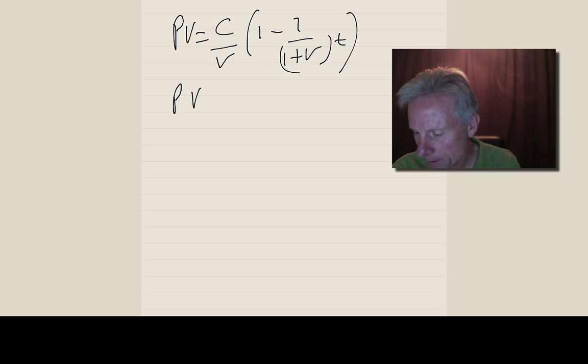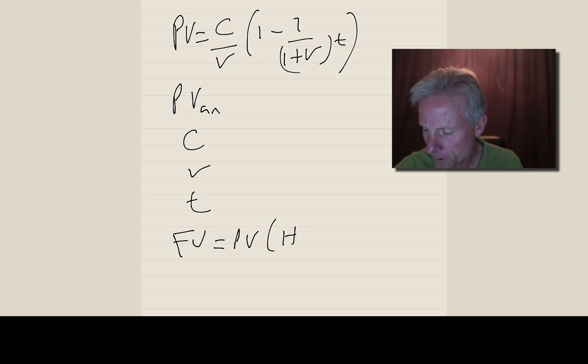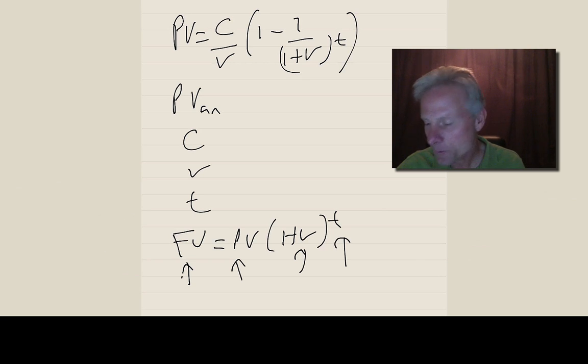Well, we've got the present value of the annuity, we've got C, we've got R, and we've got T, right? Now, if you recall, the single cash flow formula was future value equals present value times 1 plus R to the T. We had 4 variables there, and I said somebody should be able to give you any 3 of these, and you should be able to solve for the other, right? And you could say the same thing for this.